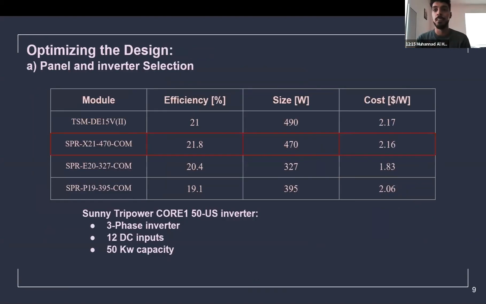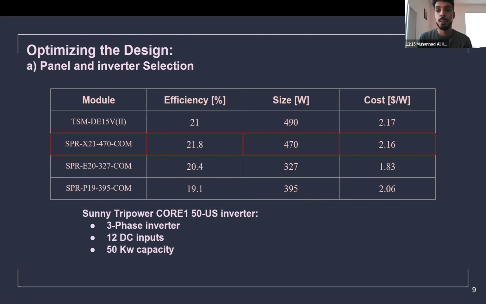So after coming up with the design ideas that meet the requirements, we wanted to go back to the main idea of maximizing energy. And to do that, we needed to optimize our panel and inverter selection, in addition to our panel layout. For the module, we selected SPR X21470 since it produces relatively higher production than other possible modules, in addition to the module high efficiency compared with other modules.